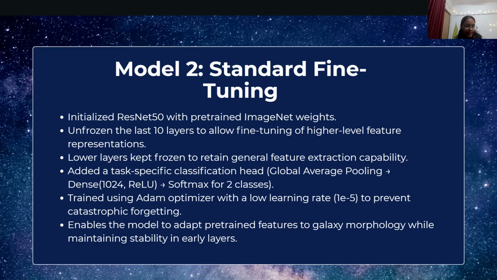Overall, this standard fine-tune approach allows the model to adapt pre-trained features to galaxy morphology while maintaining the stability of the earlier layers. As a result, it achieves higher accuracy than the frozen baseline by learning features that are more aligned with astronomical data. Let's see our code implementation of this.